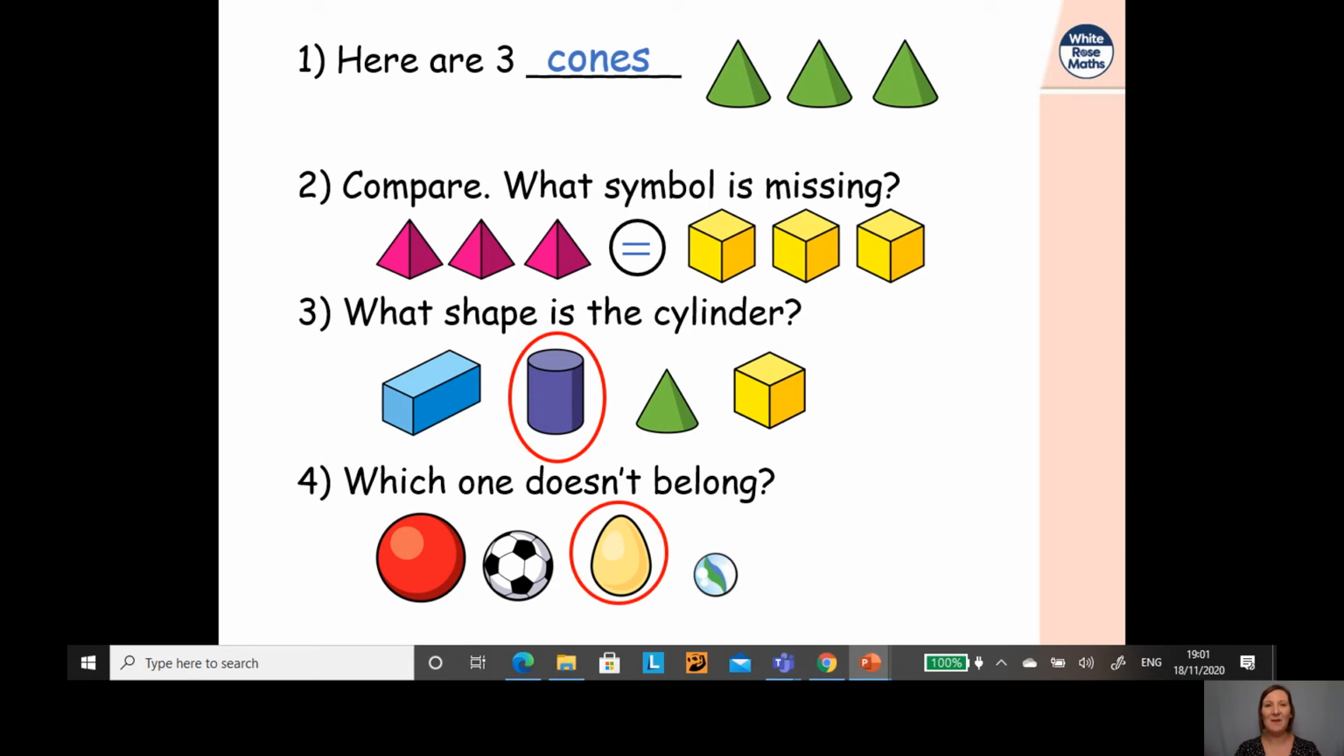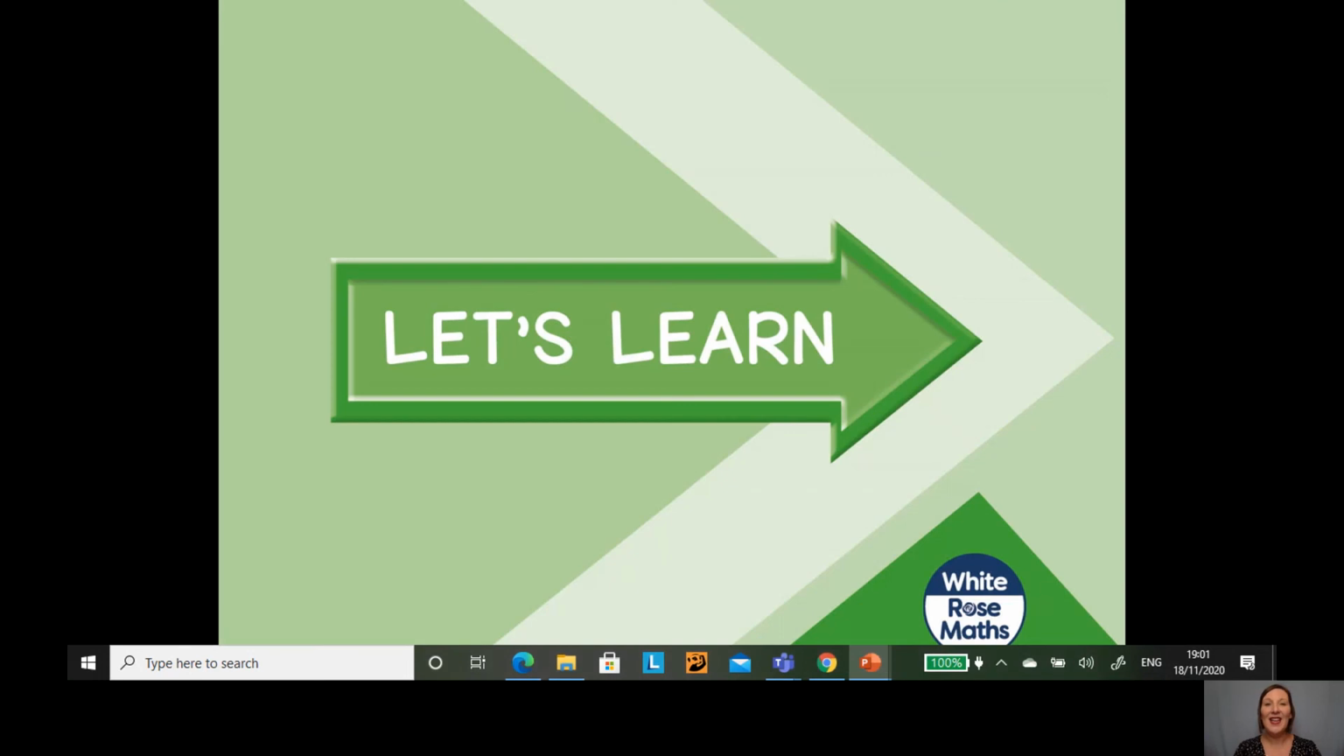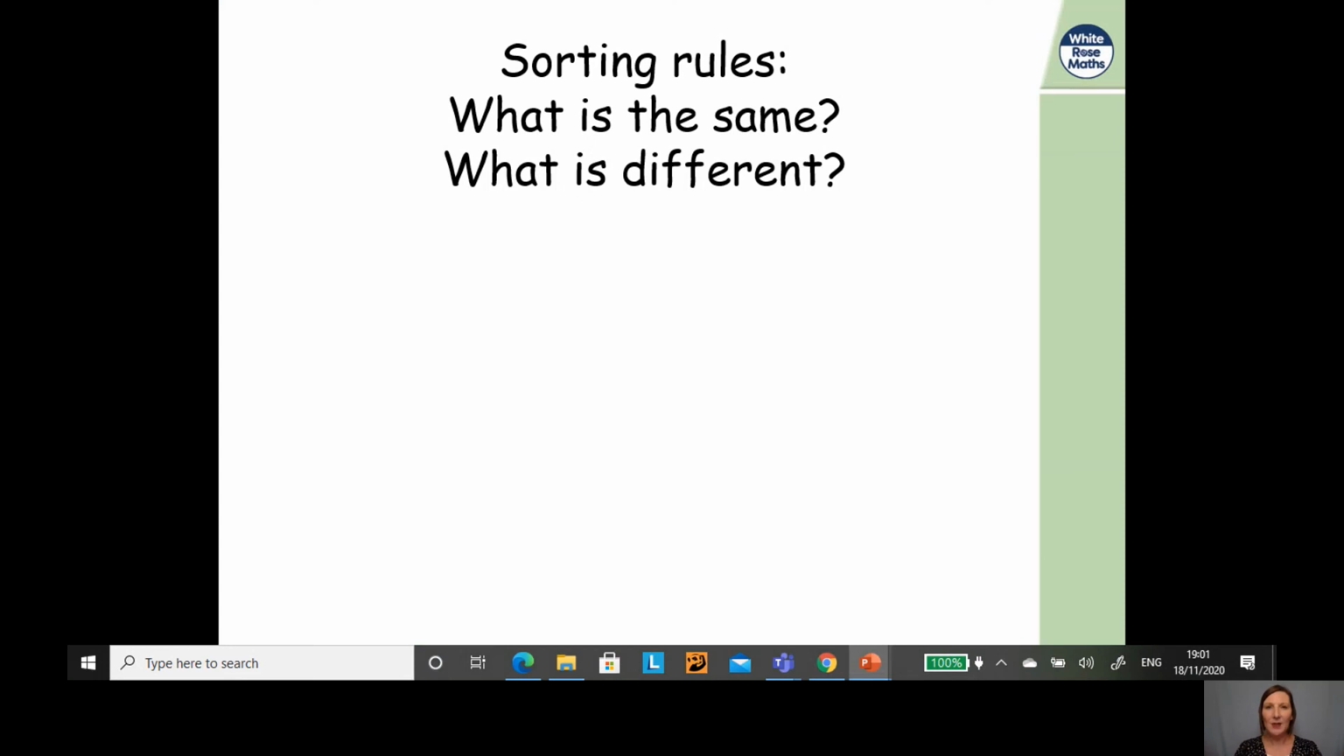Well done. Okay, let's get ready to start our lesson now. We're going to be thinking about sorting our shapes. We're going to be thinking about what's the same and what's different. I wonder if you can remember any of the names of the shapes from yesterday. Let me show you some shapes. Can you remember the name of this one?